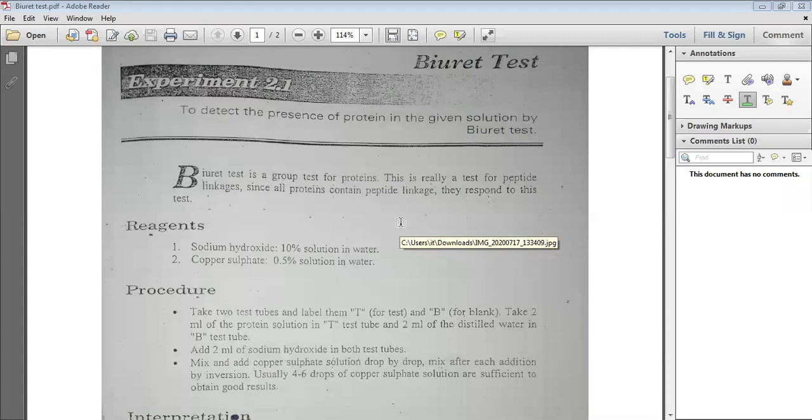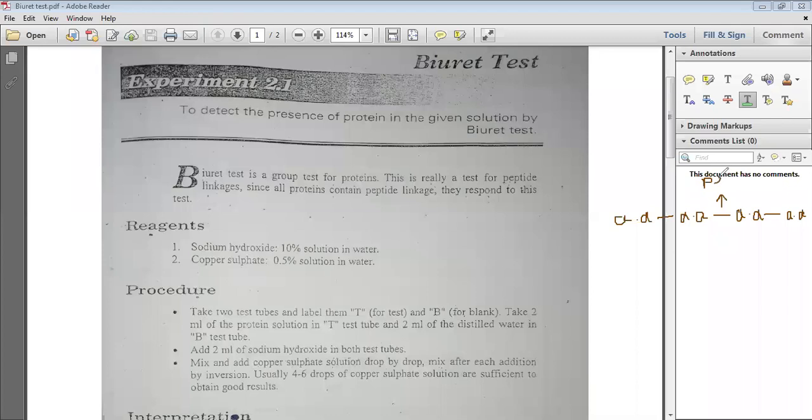This is really a test for peptide linkages, since all proteins contain peptide linkages. As we know, every amino acid in the protein is linked through the peptide bond. Let's say this is an amino acid. It is attached with another amino acid, and here another amino acid. These amino acids are attached through the peptide bond. And this is the peptide bond which is linking two adjacent amino acids.